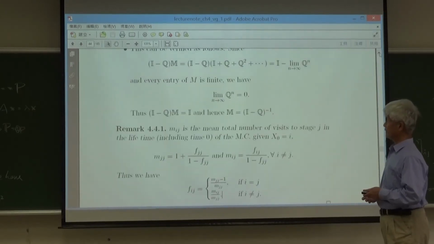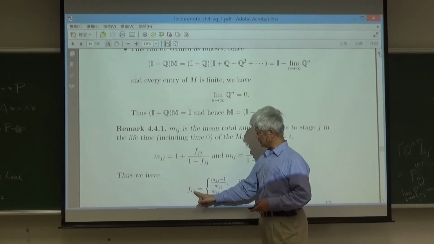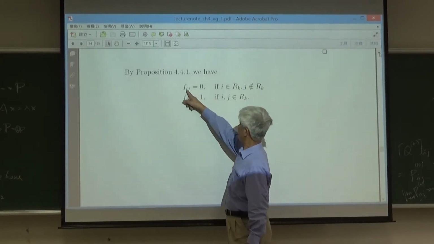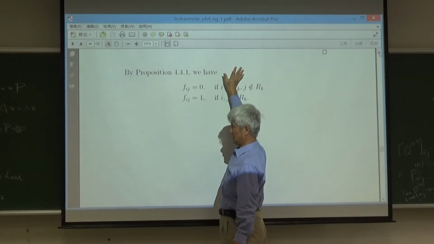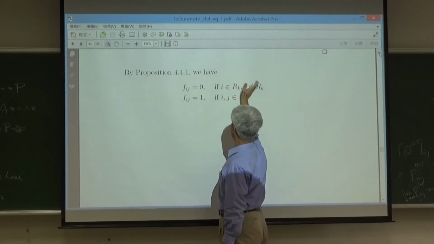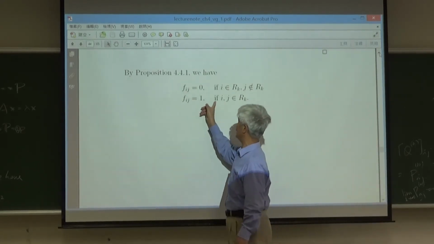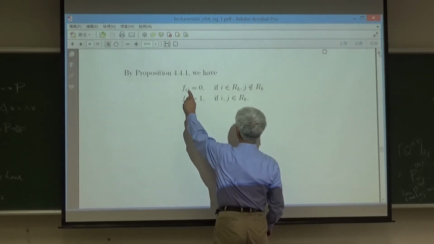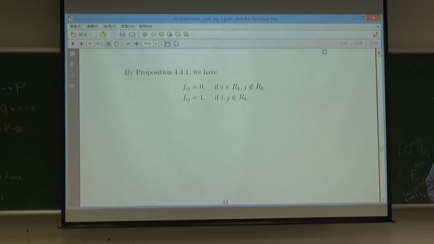So for i and j both transient states, you already know how to compute it. And if i is in a certain recurrent class and j is in an arbitrary class, then this is 0. But there is one thing left. If i is a transient state, but j is in a recurrent class, what is the first passage probability? We haven't given an explicit formula up to now.